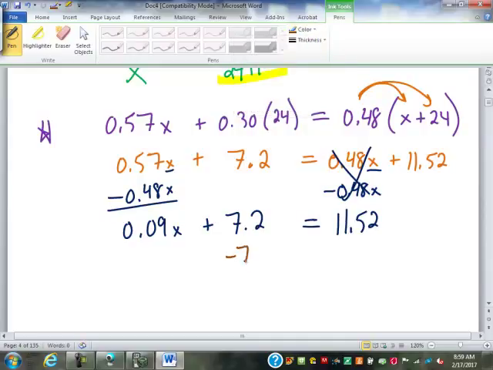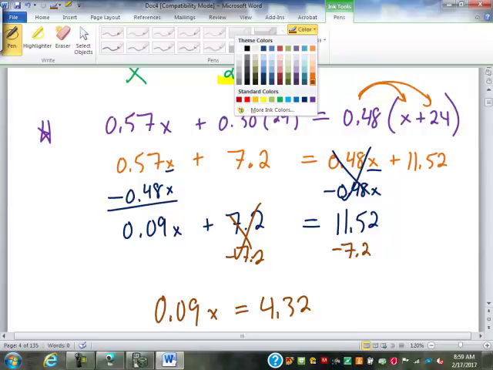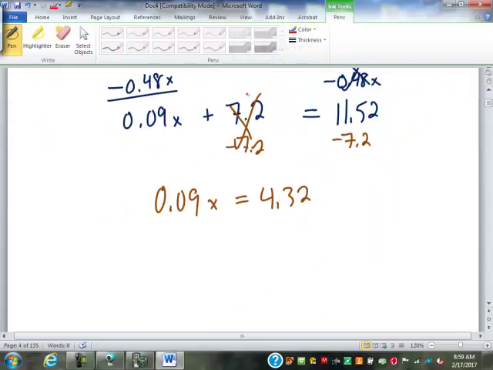We'll subtract the 7.2. 0.09x equals 4.32. And finally, we'll divide by 0.09. So x equals, what do we get, 48?